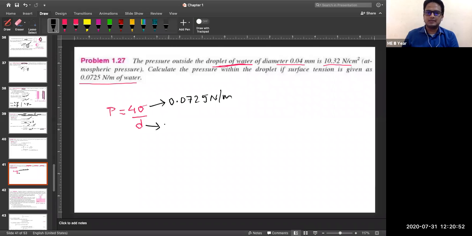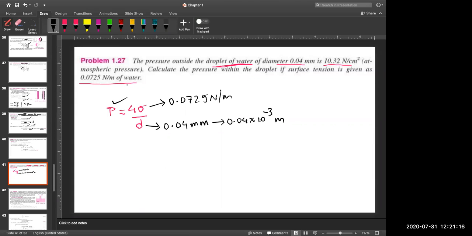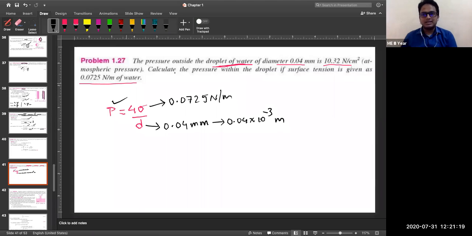Diameter D is 0.04 mm. So this time you have to convert this into meters. For that, 0.04 into 10 raised to the power minus 3 will become meters. So from here you will get some value of P. This P will be your pressure inside the droplet. And what it is asking is to calculate the pressure within the droplet.